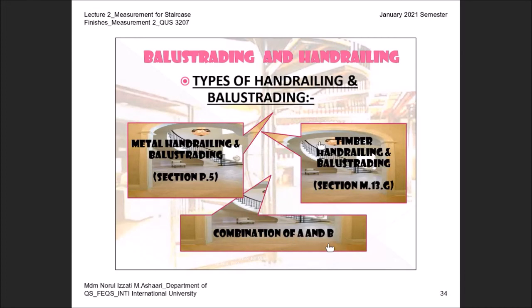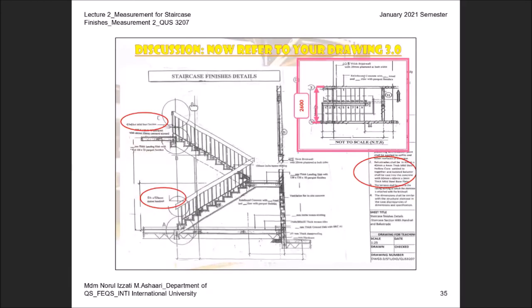Why? Because your drawing has timber handrailing, but the balustrade is all made from metal or steel. Okay, this is the information that you can zoom in: 40 times 40 mm times 4. 4 is the thickness of the mild steel section. So mild steel is under section P.